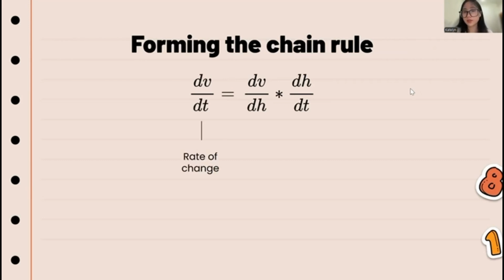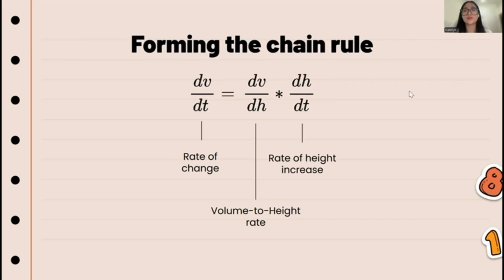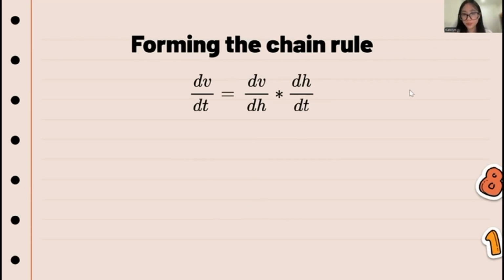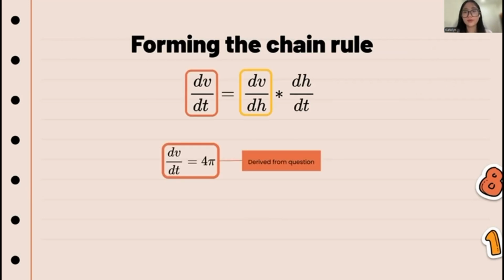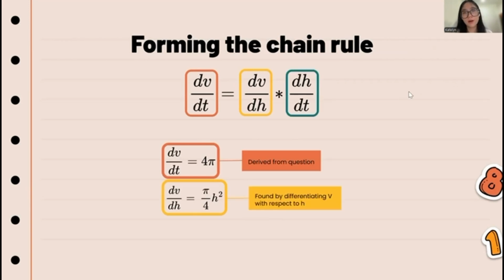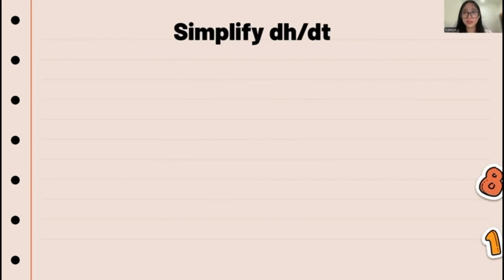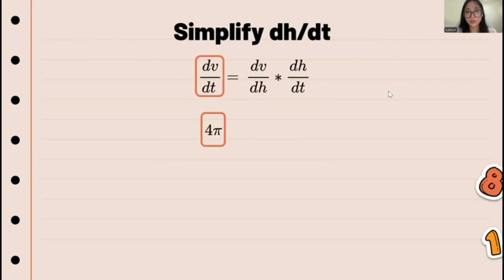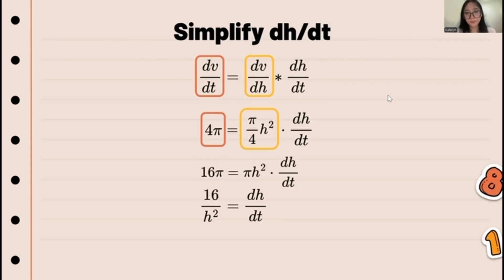dV/dt is the rate of change of volume, dV/dh is the volume to height rate, and dh/dt is the rate of height increase. Now, from the question, we know that dV/dt is 4π, and we have previously found dV/dh. But what is dh/dt? To find dh/dt, we have to substitute the values and equations that we first know. So we substitute 4π and the equation of dV/dh. Now we can isolate dh/dt and form a new equation.